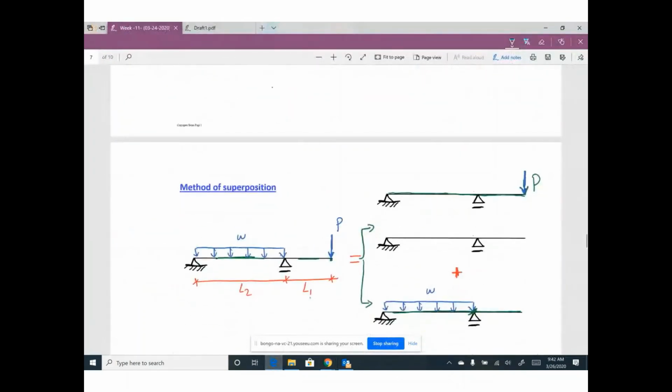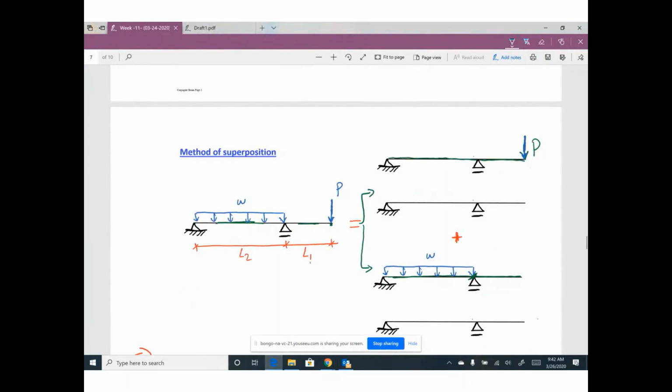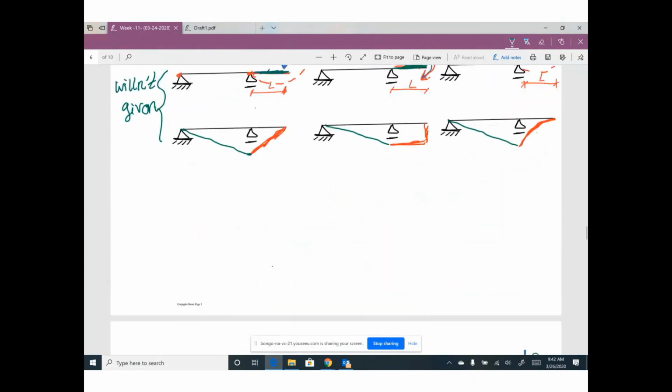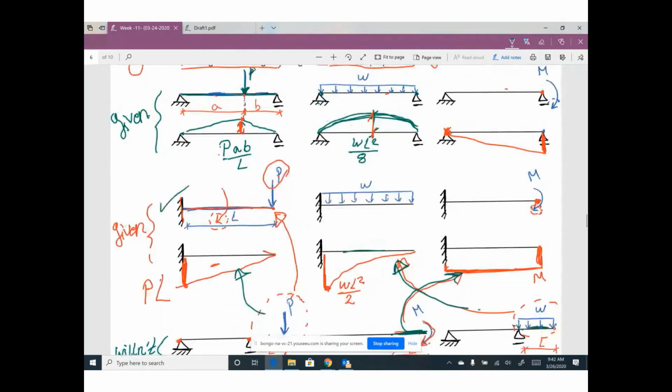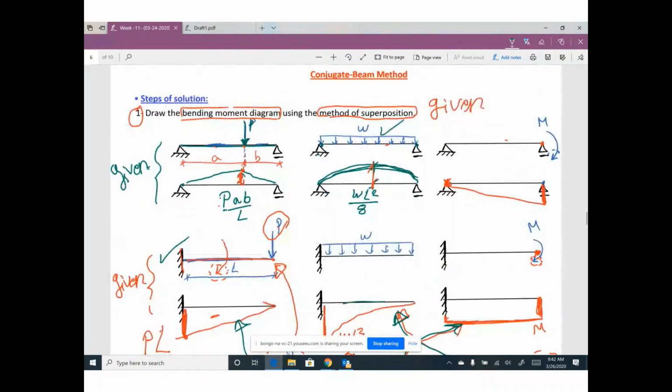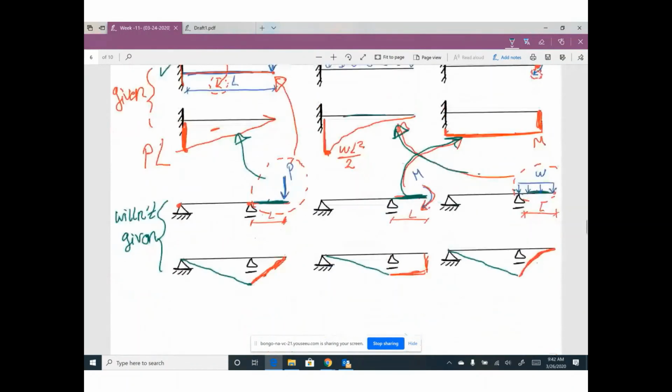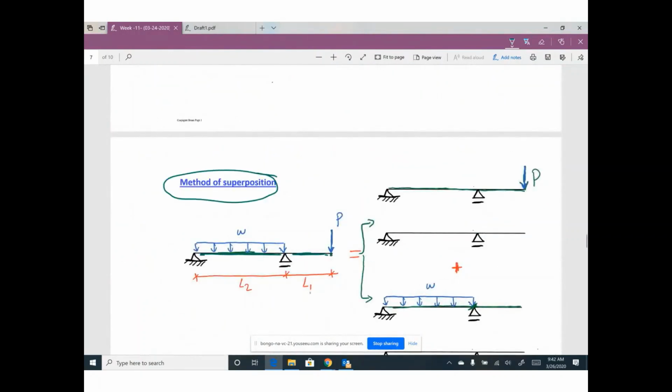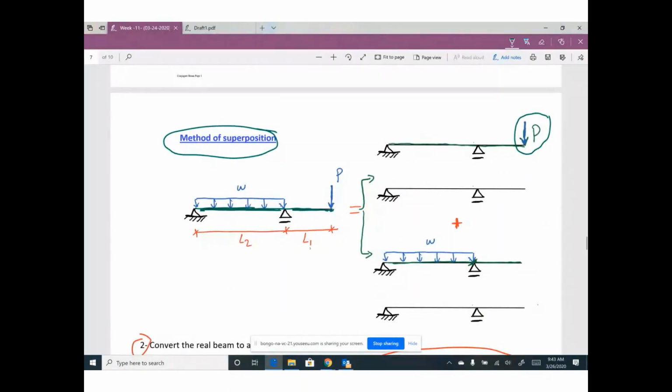Okay, but sometimes we have a beam with a concentrated load on the cantilever, and we have a uniform distributed load between the roller and the hinge support. So that means we have this case and this case at the same time. What should I do? We need to do something called superposition. Superposition means I will assume that your beam has this concentrated load only, and then I will assume this beam with this uniform distributed load only.